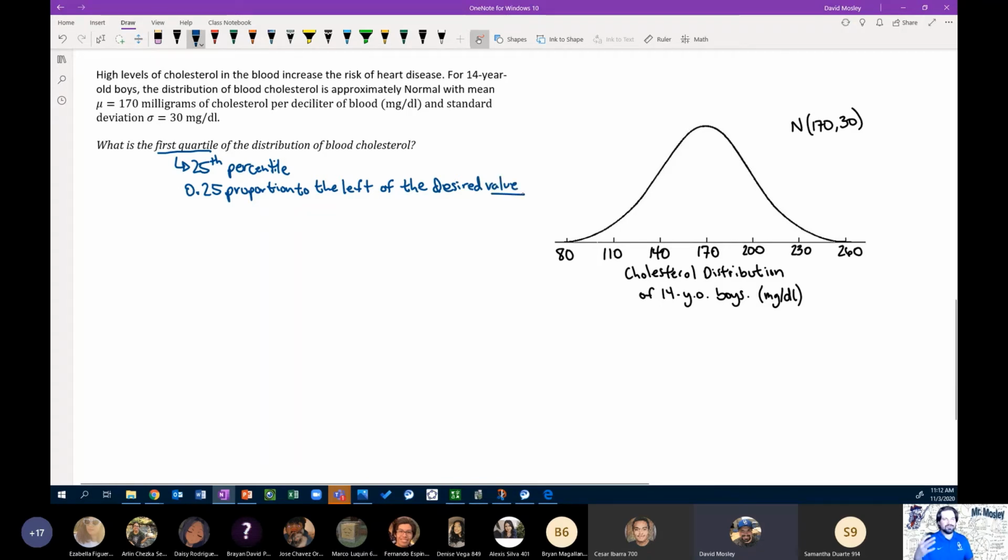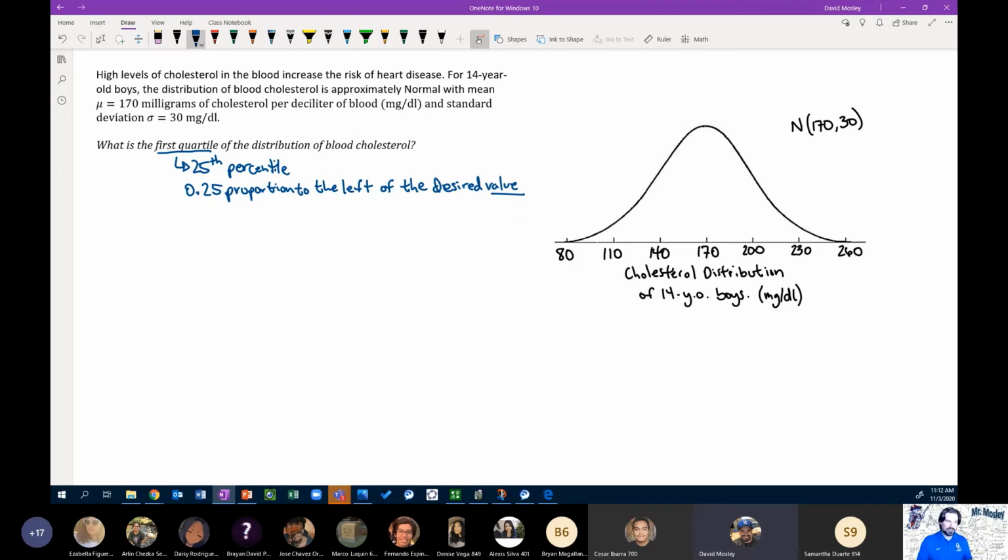So I'm looking for the value that shows me where the 25th percentile is, and to the left of that is 25% of my proportion. On this distribution, it's kind of difficult to see where that is when we're just looking at the curve. I know that right in the middle here is the 50th percentile, and I could maybe fill in some of the other percentiles using the 68-95-99.7 rule.